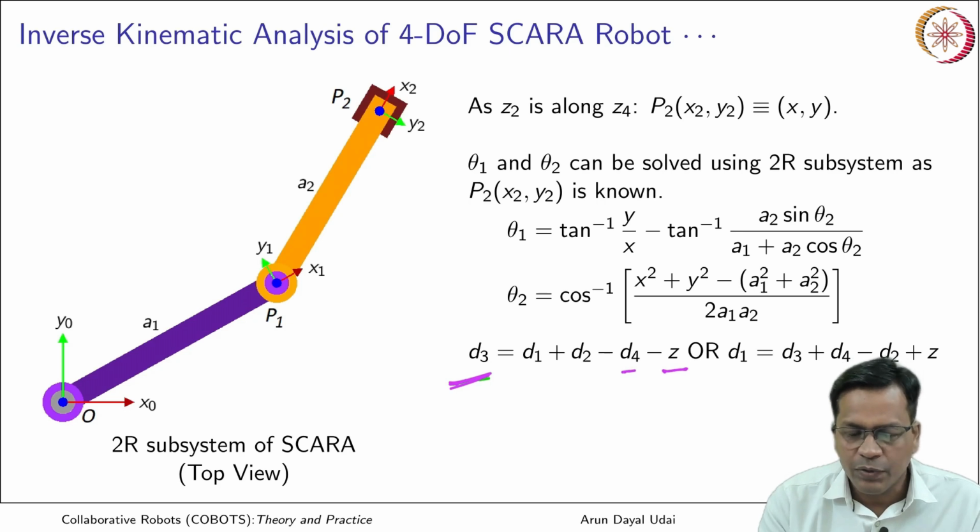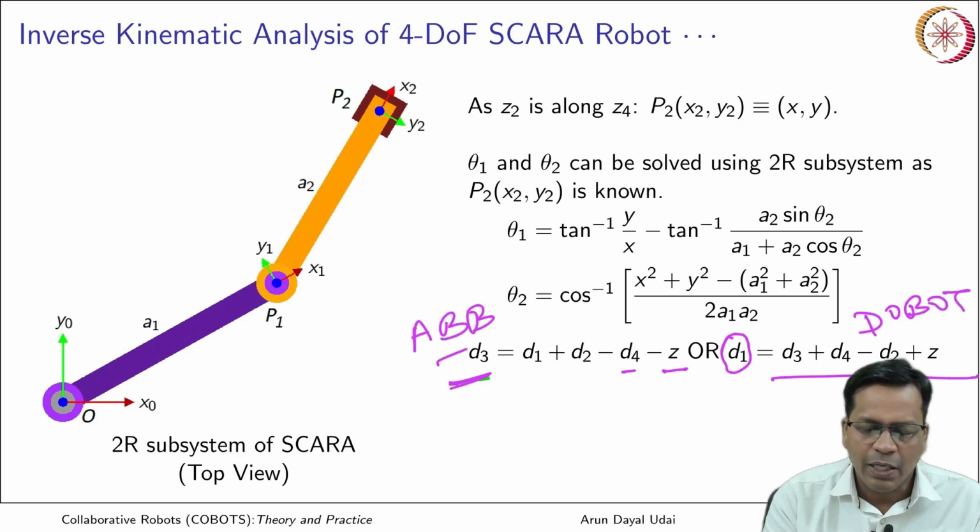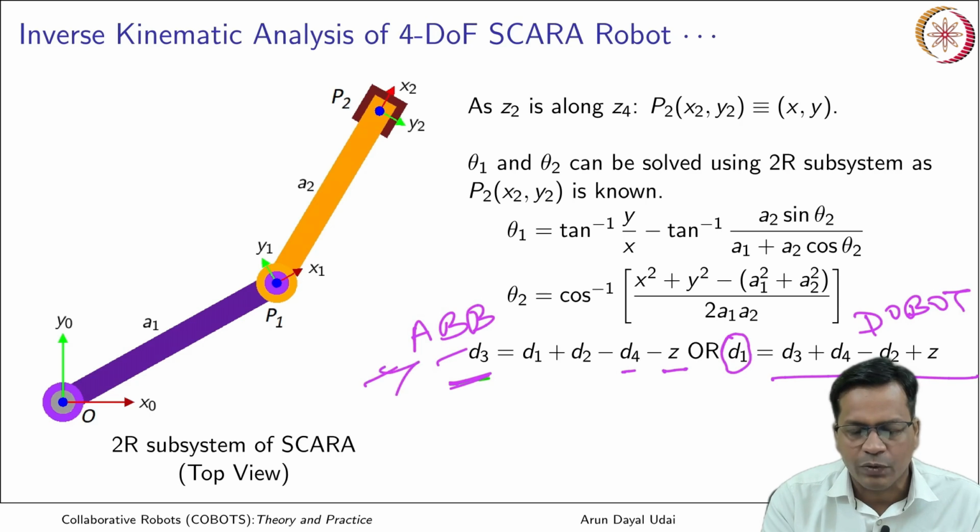Or if it is in case of Dobot, I can write it like this. In that case you have D1 which is variable, and you can write it like this. So this is in case of Dobot, and this is in case of the ABB robot that I have shown. Many other industrial robots are of this kind only.